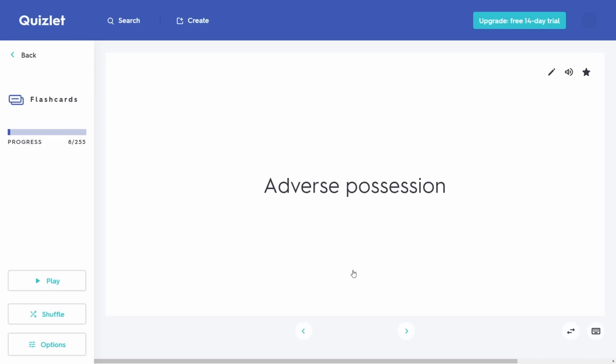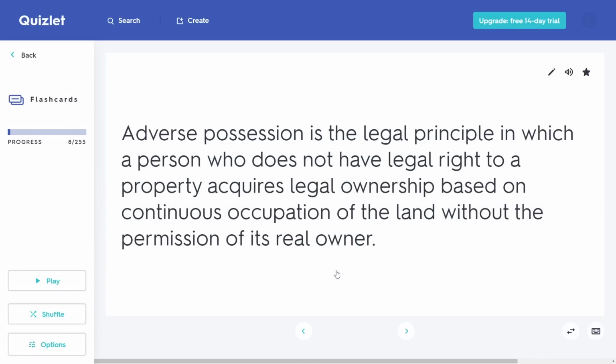All right. Did you guys figure it out? So adverse possession, remember it's a legal principle. It has to do with rights. All right, so let's see. Adverse possession is the legal principle in which a person who does not have legal right to a property acquires legal ownership based on continuous occupation of the land without the permission of its real owner.